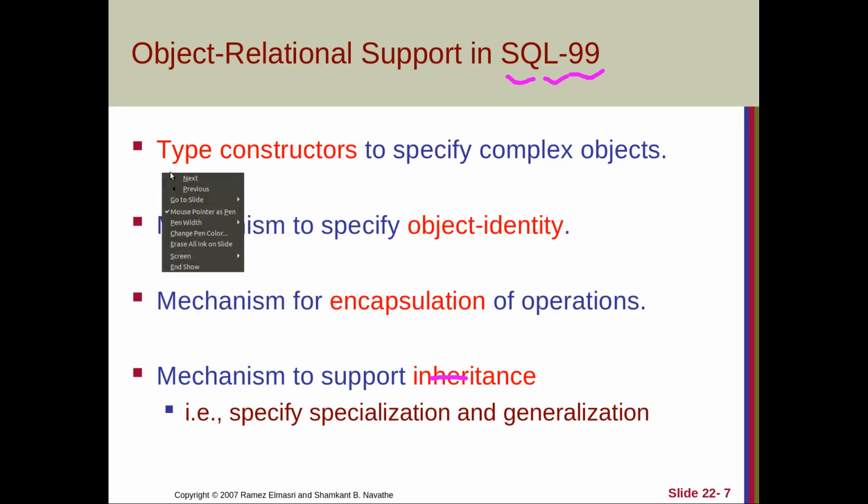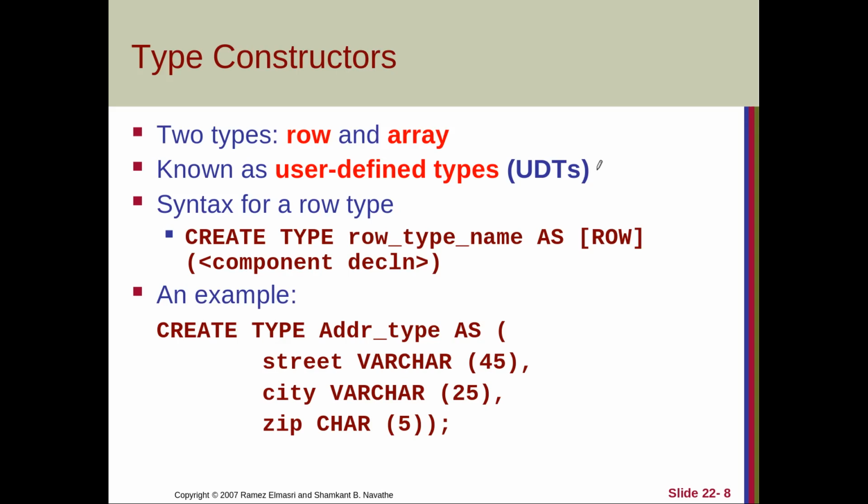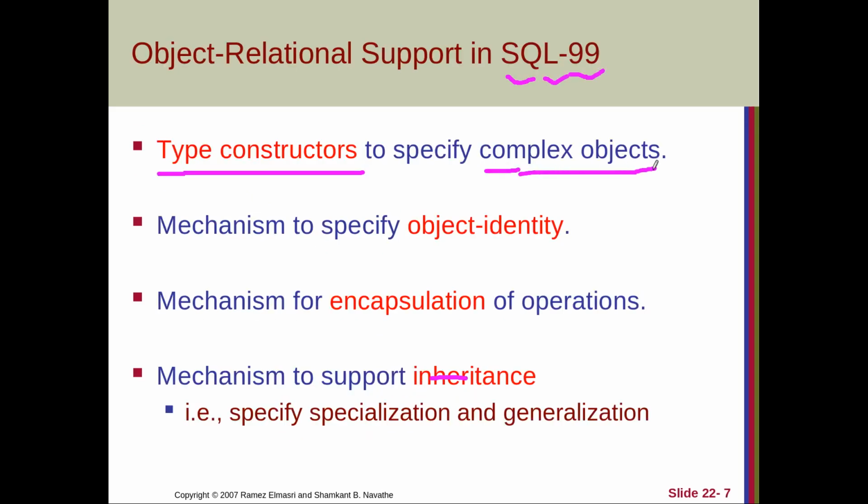So we can see type constructors. We have discussed type constructors in our previous session. That is, type constructors are used for specifying certain complex objects. You might be remembering the different type constructors like tuple, struct, array, list, etc. All these are type constructors that are used for creating complex objects. So SQL 99 also supports various type constructors for creating such type of complex objects. We will see some examples of type constructors later.